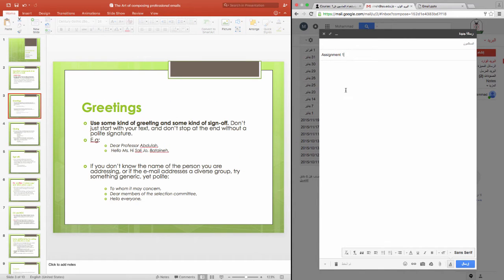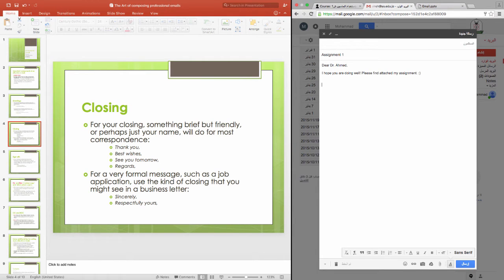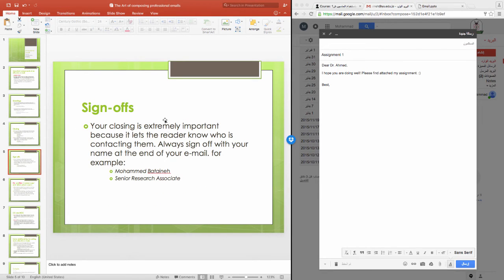The second component is the greeting, where you just greet the person or the recipient of the email. I always go with dear and then Dr. for example, Ahmed. You type the body of your email. And after that, you have to close your email with one of these words, such as thank you, best wishes, or sincerely. I always do best. And then you sign off, which is on this slide.